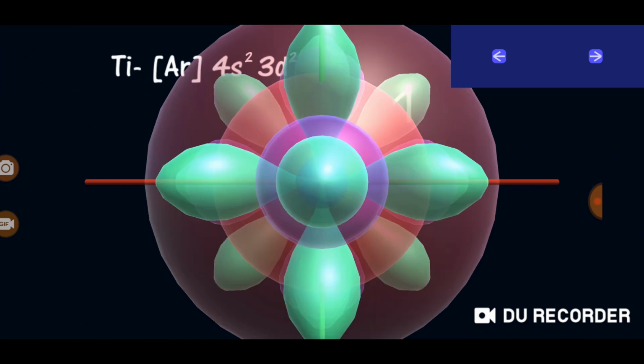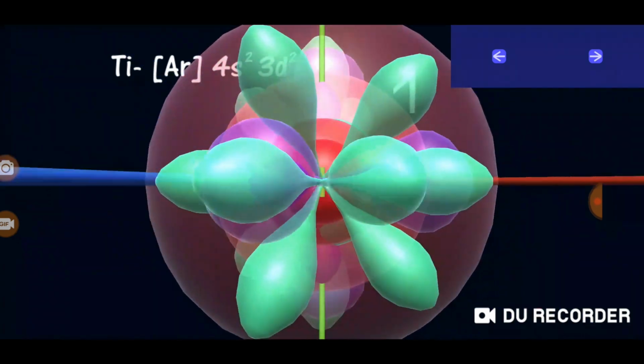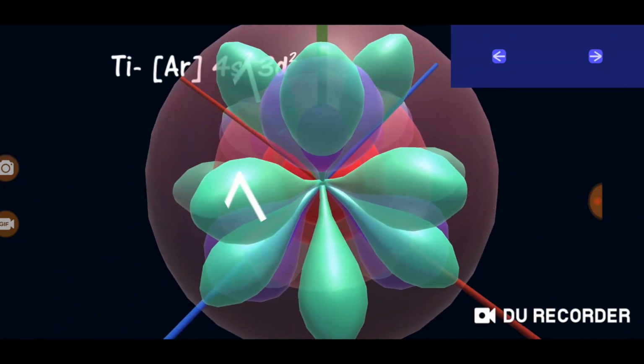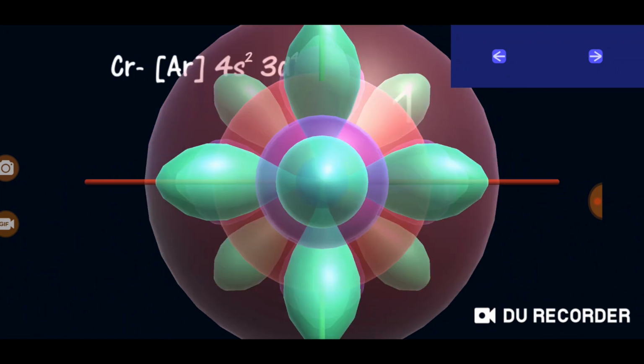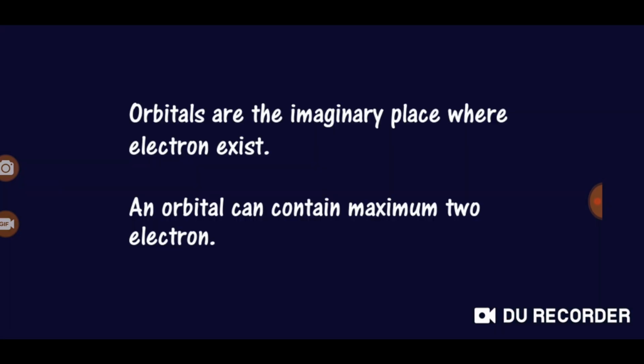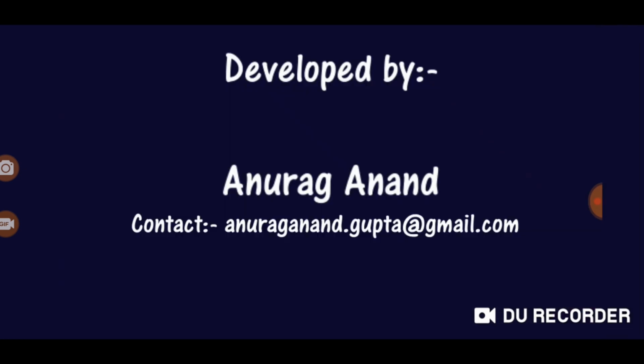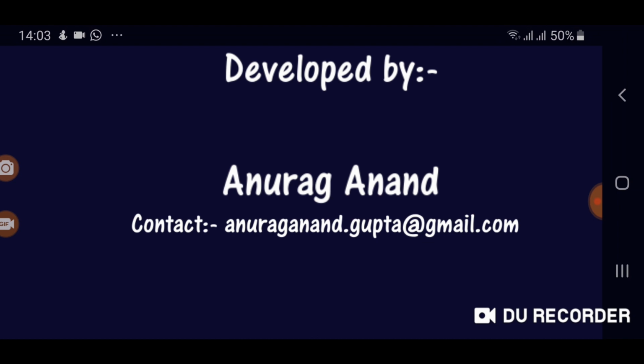Then calcium, this is titanium. Chromium, and we have thorium. And this is about this application.